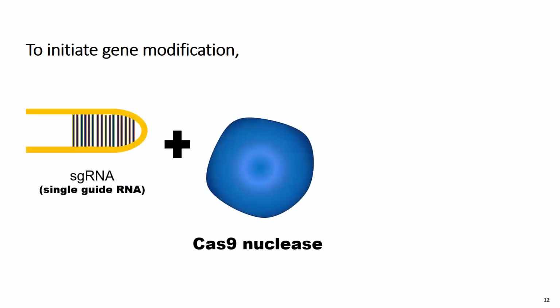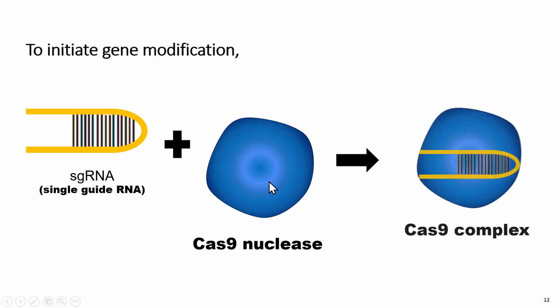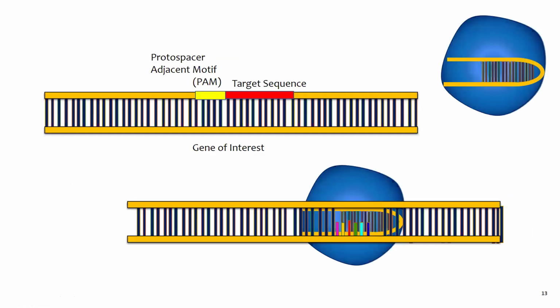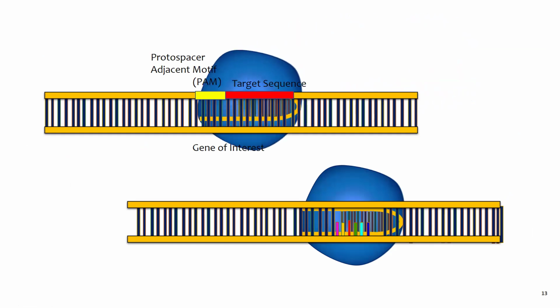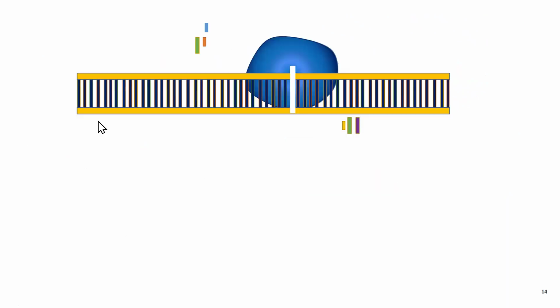So here I would like to show you how to initiate. Here you see the single guide RNA you design based on your target gene sequence, and then the Cas9 nuclease, that is an enzyme, you combine, and ultimately a Cas9 complex is developed with the guide RNA. Here you can see you have given the address, that is the guide RNA, where to cut by the Cas9. Here is the target sequence, and here it comes to the gene of interest, and then makes a double strand break.